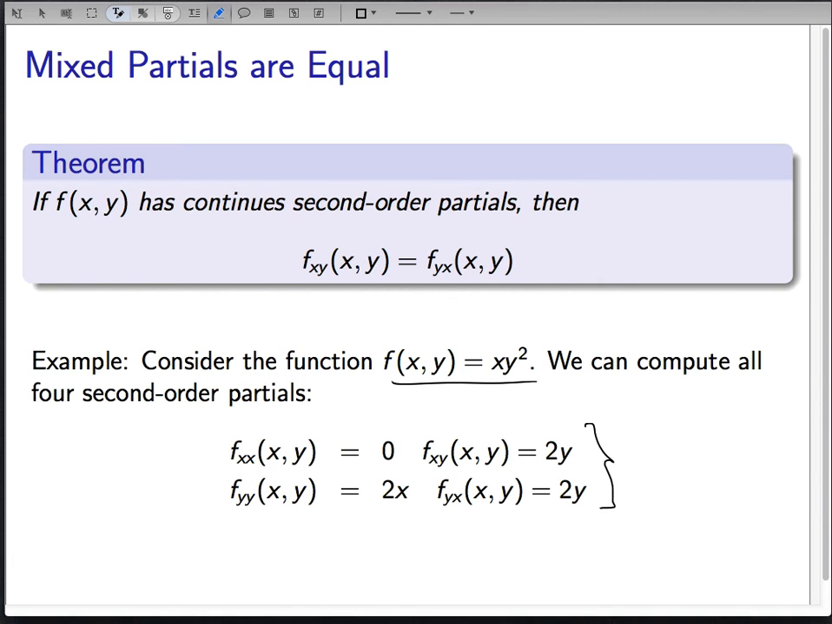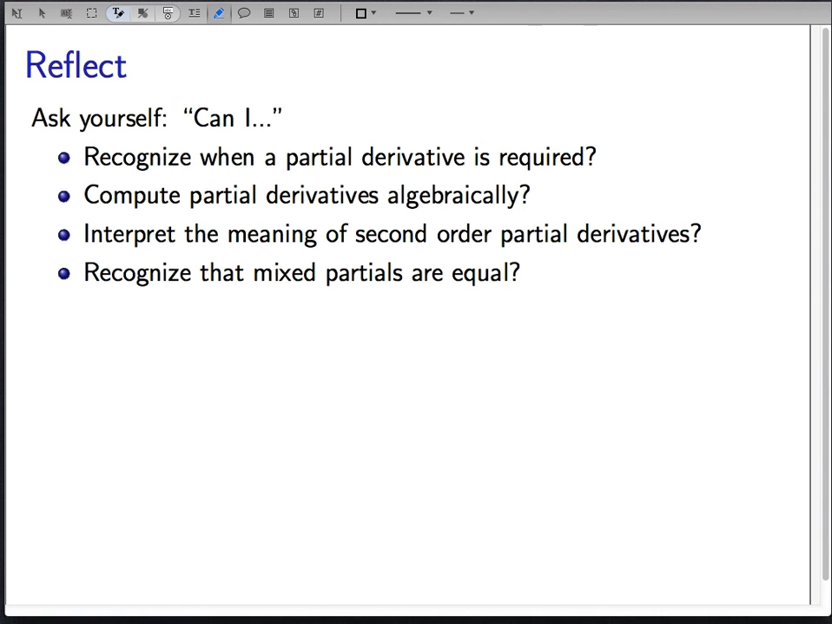So what I expect you to be able to do now is to recognize when you need to compute a partial derivative, to be able to compute those using the rules from previous lecture modules, and then interpret the meaning of second order partial derivatives.